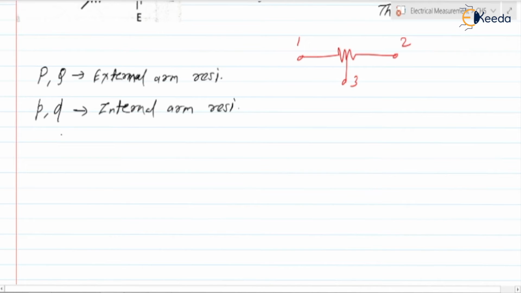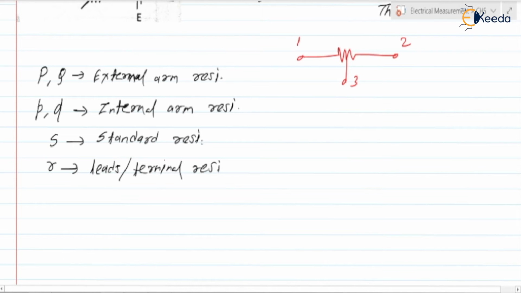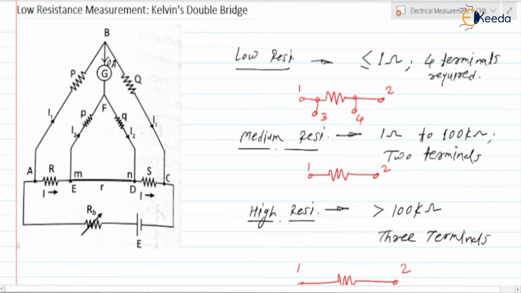Next, S is a standard resistor. Small r is the leads resistance, or you can say terminal or contact resistance. And capital R is the unknown resistor. Now at bridge balance this current is 0. If here it is I1, definitely here it will be I1. If here it is I2, definitely it will be I2. Let us consider the current flowing through capital R is I.